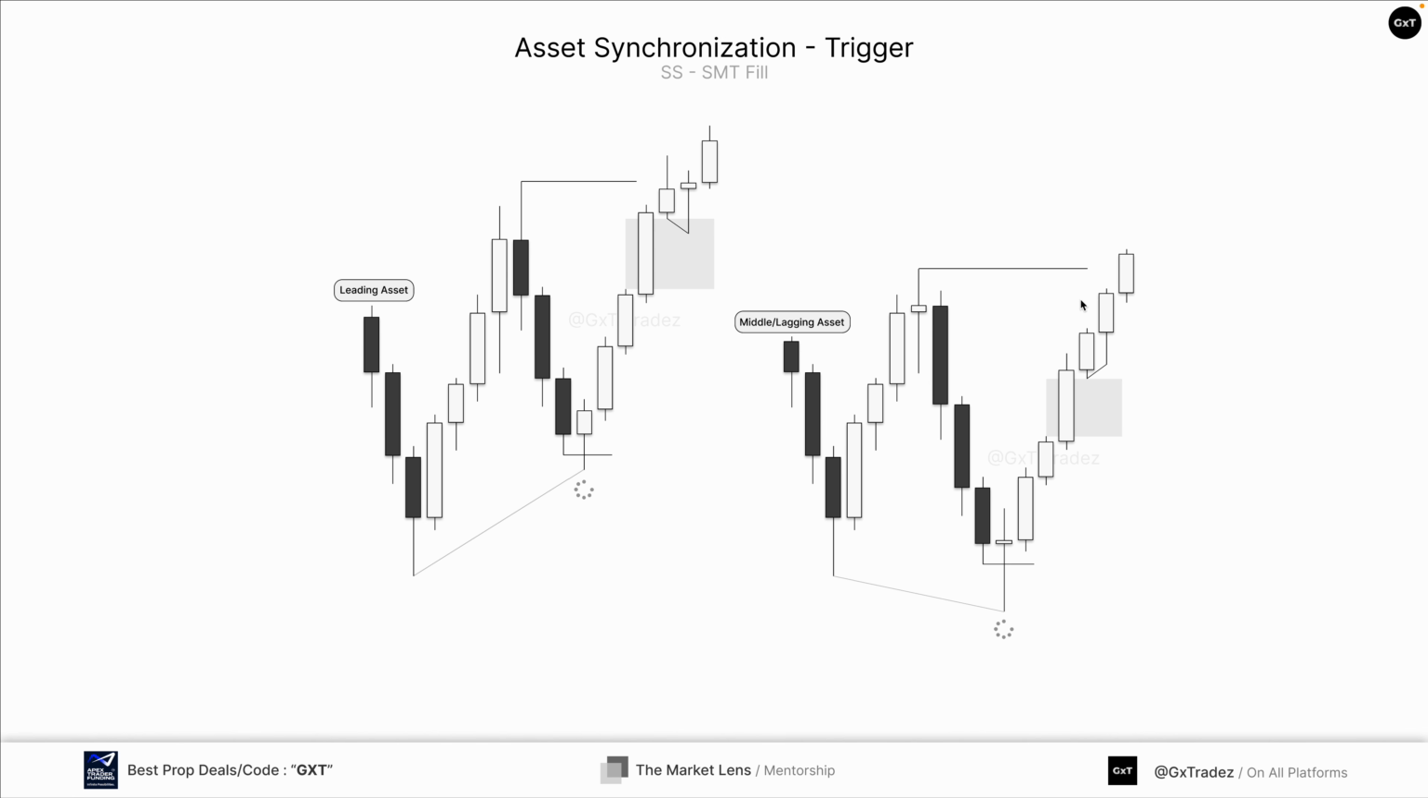We know this is fake, right? If we know it's a fake SMT, then we know they should create the same highs and lows. So do you see the logic there? Yeah, this is one of my favorite things to see. It's an SMT fill.